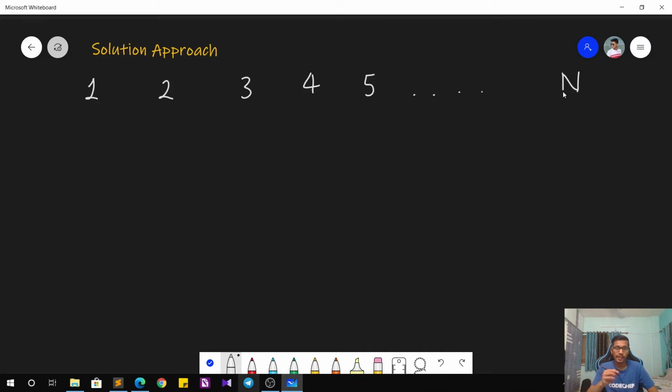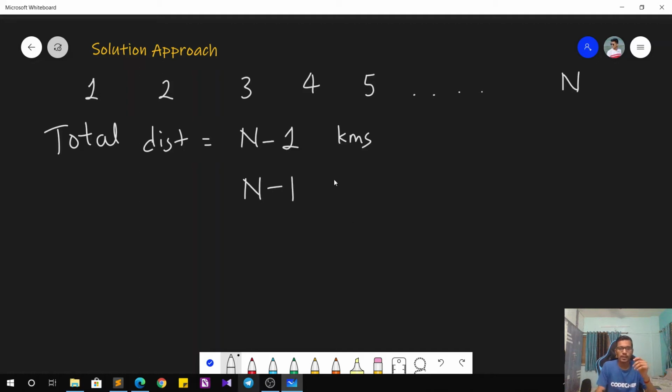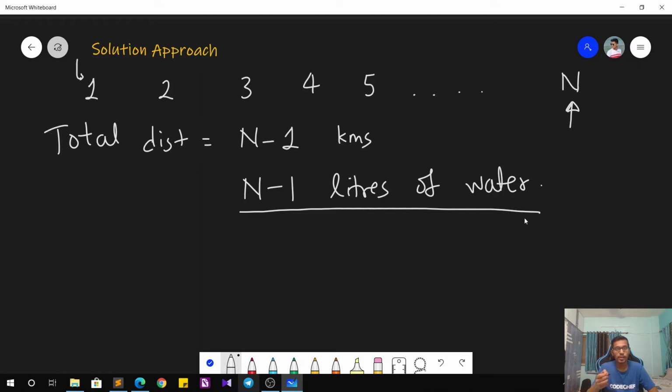Also, it is given in the question that for traveling 1 kilometer, 1 liter of water is required. So what it means is that we want to cover the total distance. What is the total distance? The total distance in the problem is actually n-1 kilometers, right? So this means that we are going to need n-1 liters of water, because we want to cover n-1 kilometers. Why not more? Because in the end, when we reach the nth point, our tank should be empty, and also we begin with an empty tank. So exactly n-1 liters of water we are going to buy for our tank.